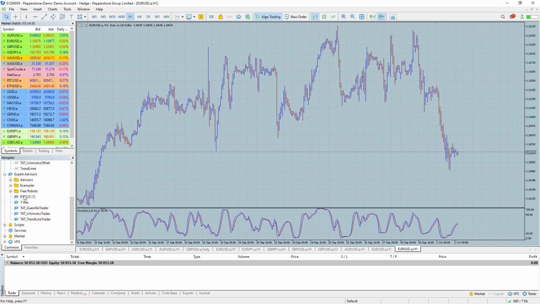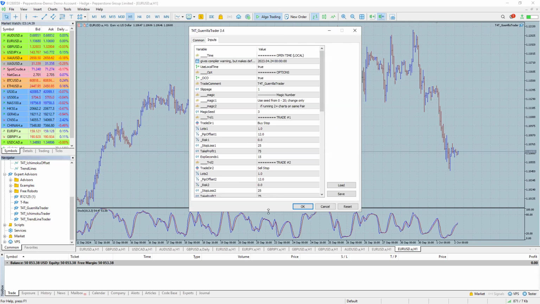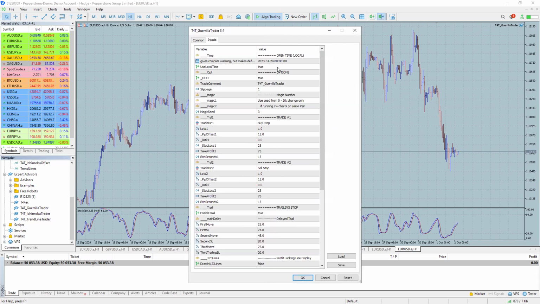Now, just looking at Guerrilla Trader itself, there are a number of key characteristics that you need to be wary of. Most importantly, the time of the trade execution. This is very important because if you mess this up, the trade will be put on at the wrong time and you'll miss the execution opportunity.